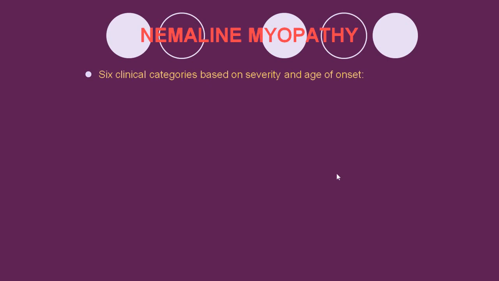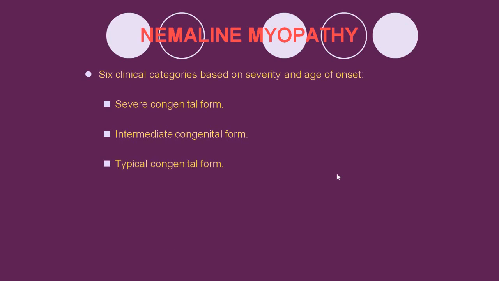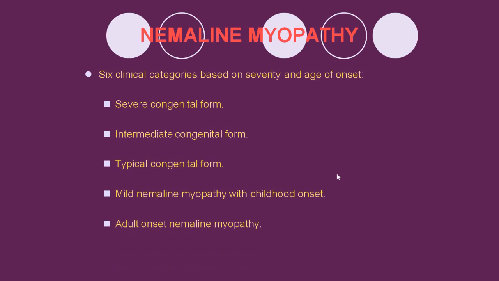There are 6 clinical categories based on severity and age of onset. They include severe congenital form, intermediate congenital form, typical congenital form, mild Nemaline myopathy with childhood onset, adult onset Nemaline myopathy, and other forms with unusual associated features.